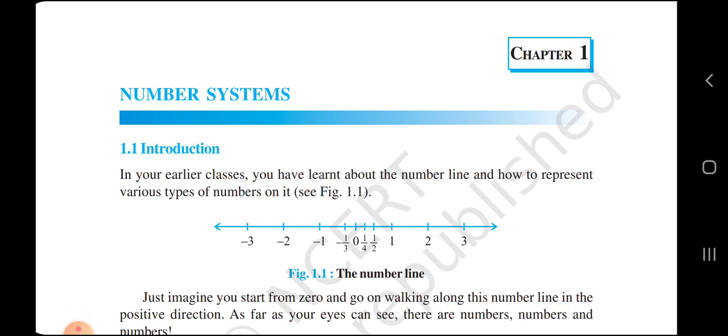Then in the second example, we find 6 rational numbers between 3 and 4. So find these rational numbers. We also use the formula (r plus s) divided by 2 or the alternate method.